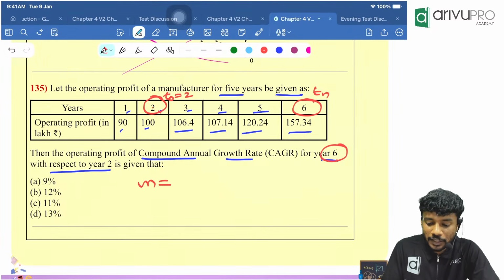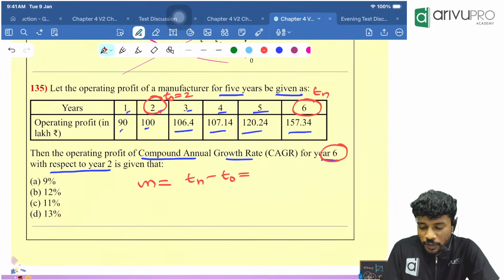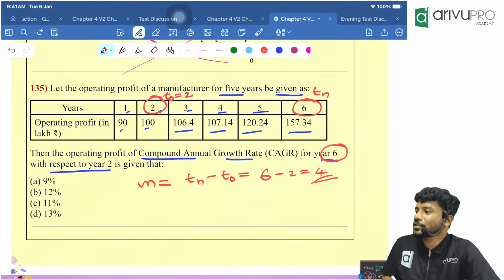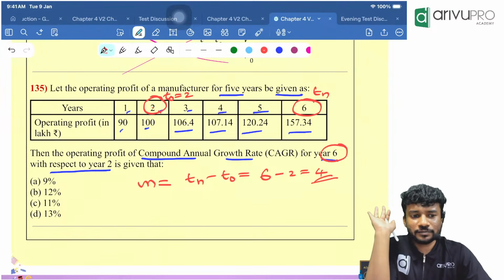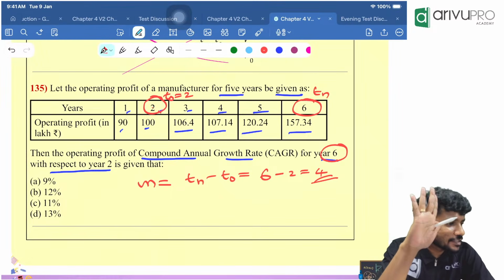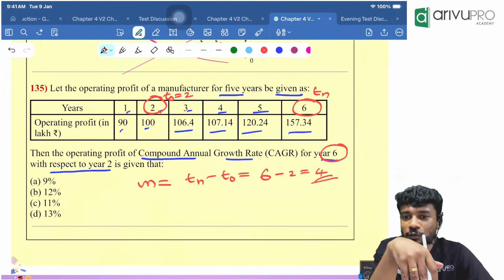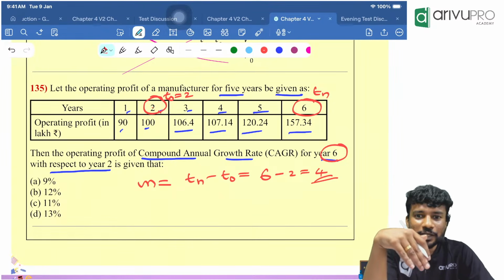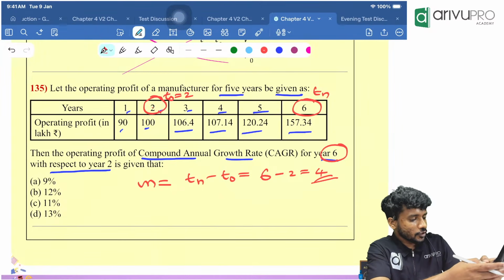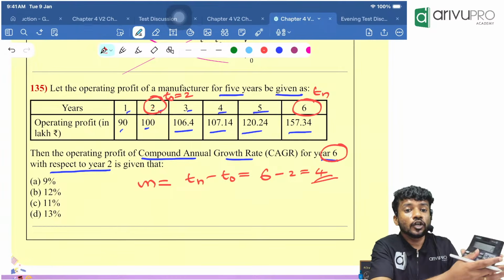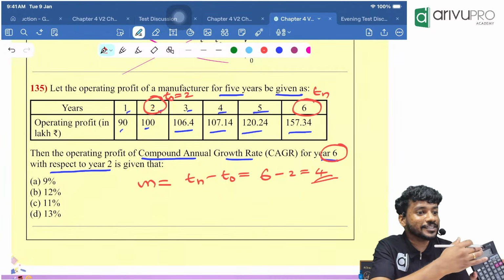Then people, can anyone find me what is the value of N? N is nothing but Tn minus T0, which is equal to how much? 6 minus 2, which is equal to how much people? 4 years. For example, you are born in the year 1997. So your base year is 1997. Current year is what? 2026. Now, 2026 minus 1997 is how much on your calculator? Take your calculator. 2026 minus 1997 is equal to 29. So 29 is the number of years.